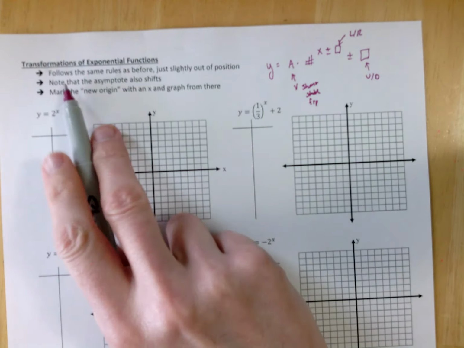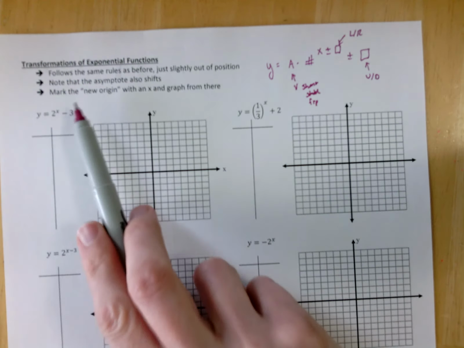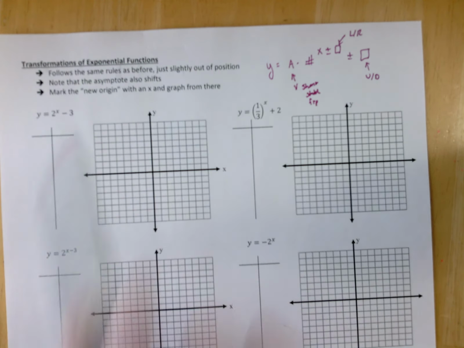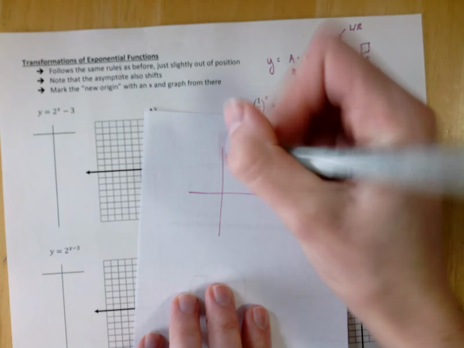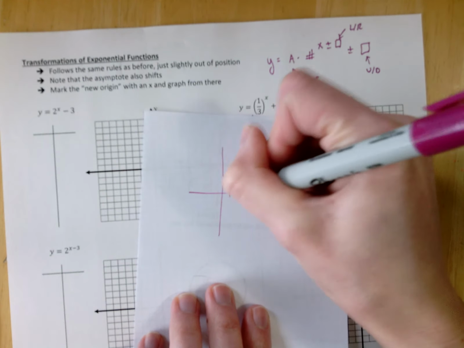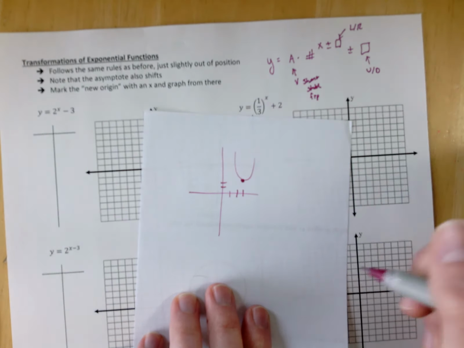Note that your asymptote is also going to shift when we do these transformations. Normally, with all the graphs that we've done so far, when we've done a transformation, we've always had a center point that moved. Like when we did parabolas, the first thing we would do is mark that it went over 3 and up 2. Here's my new vertex, and then we graph from there.